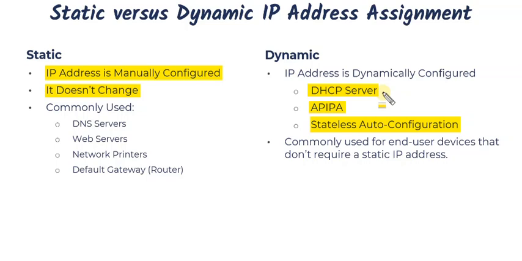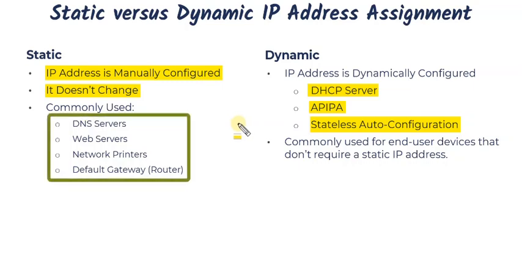There are also best practice scenarios. Certain devices, we want them to have a static IP address where it doesn't change. And other devices, we don't care if the IP address changes. So for systems where we don't want the IP address to change and we want it to be configured manually via a static assignment, that's typically going to be a server such as a DNS server or a web server or a network printer or your router default gateway. We don't want those to change because that can cause issues on the network. We want them to be static.